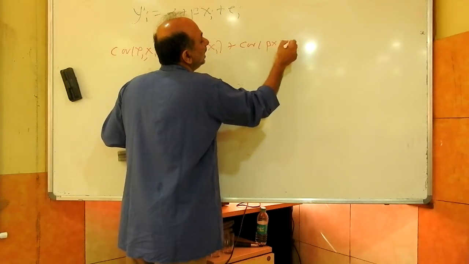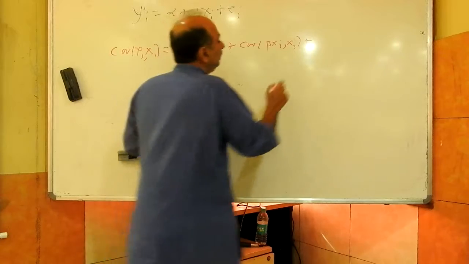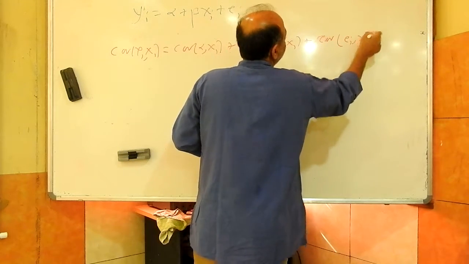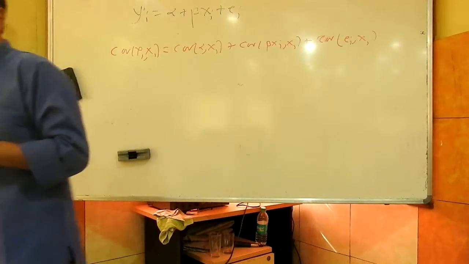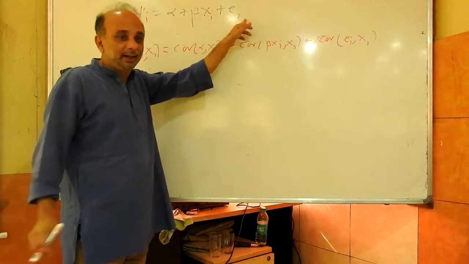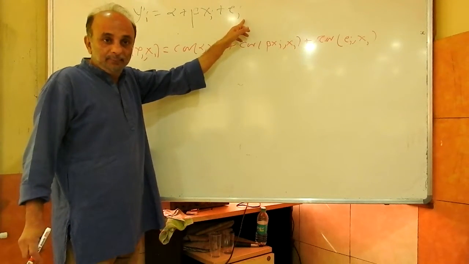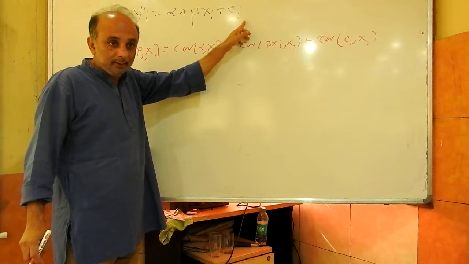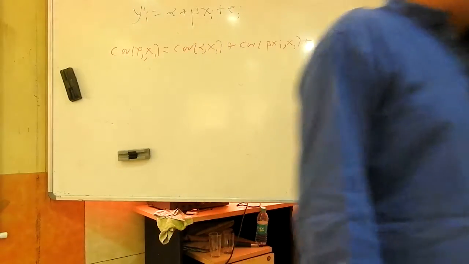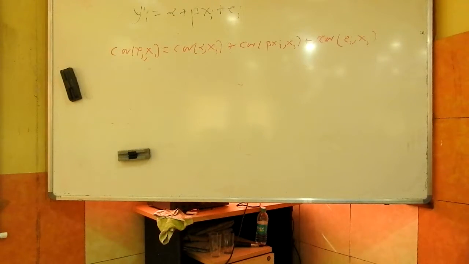plus covariance of beta xi with xi, plus covariance of ei with xi. Because covariance of y with xi will be the covariance of xi with all these terms. So what is covariance of alpha with xi? 0. Why? Alpha is not changing. Alpha doesn't move at all.